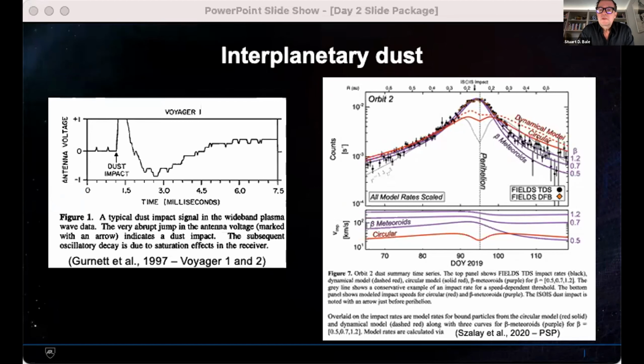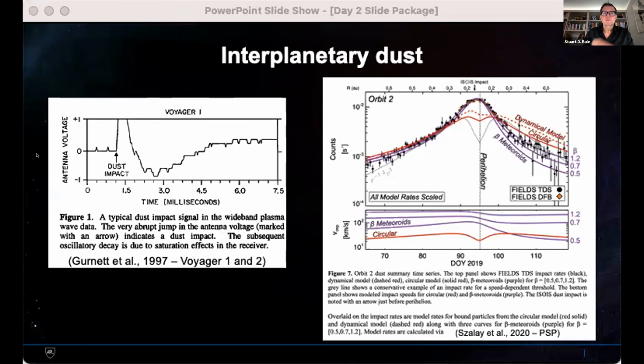On the right is a figure from a paper that Jamie Soleil wrote using our Parker Solar Probe data. Using the statistics of these dust impacts, we can actually infer something about the population of the dust particles, whether they are escaping beta micrometeoroids, particles on Keplerian circular orbits, or streams associated with comets as well. So it's a powerful measurement. It's a simple measurement, and it comes almost for free. I guess we'll hear more from Jamie this afternoon on the details of dust in this environment.